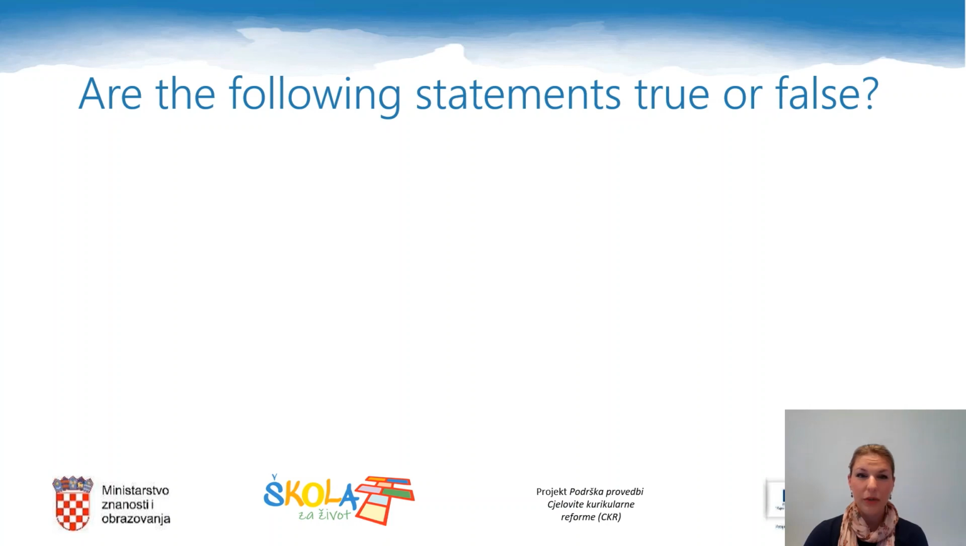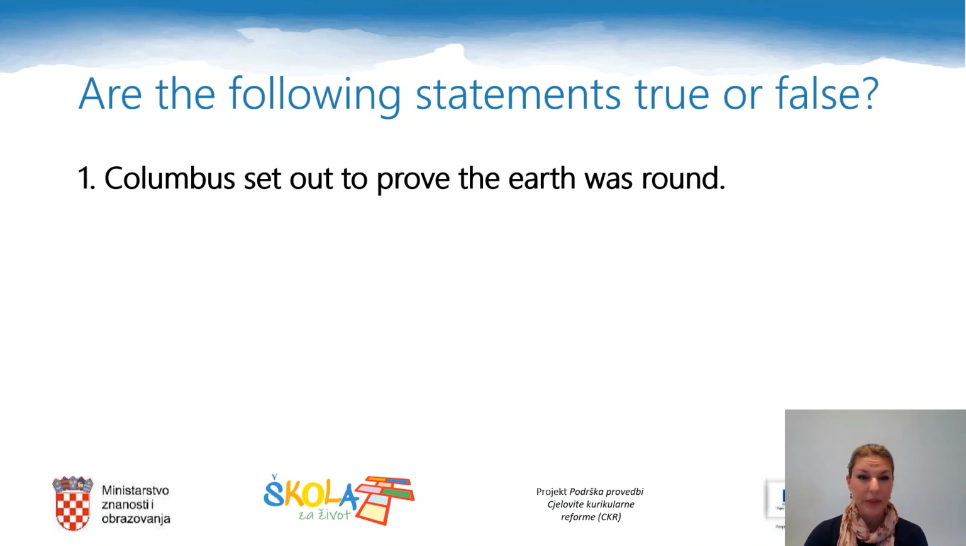You are going to read some statements about these famous explorers. Try to decide if they are true or false. Columbus set out to prove the earth was round. True or false? False. The ancient Greeks had already proven it. By 1492, most educated people knew the planet was not flat.